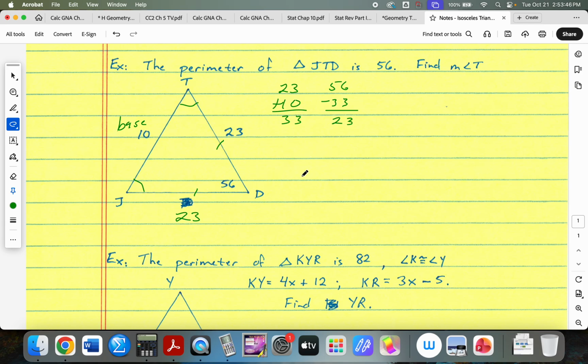So if angle D is 56, subtract that from 180. That's 124. And then we're going to divide that in half because these two are the same. So 124 divided by 2 is 62. So the measure of angle T is 62 degrees.